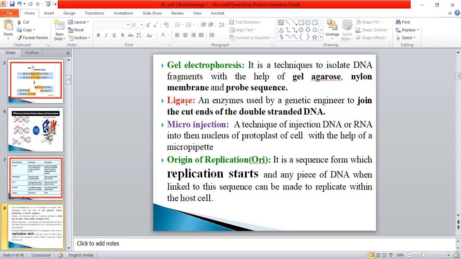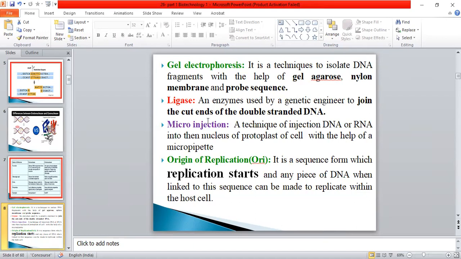Microinjection is one of the instruments and also a technique used to introduce DNA or RNA into the nucleus or protoplasm of the cell. With the help of the micropipette, we can measure 0.2 microliter, 0.1 microliter, and likewise we can isolate or take from the samples and also inject into the target cells. That instrument is made up of one of the metals, gold.